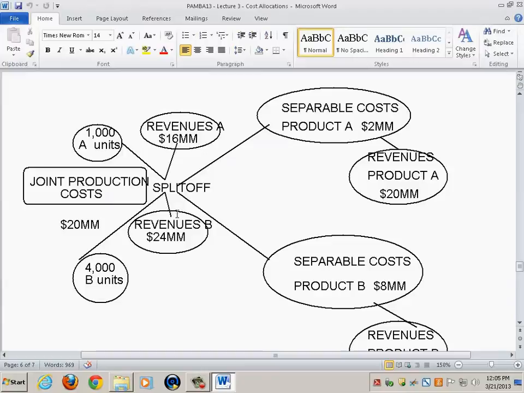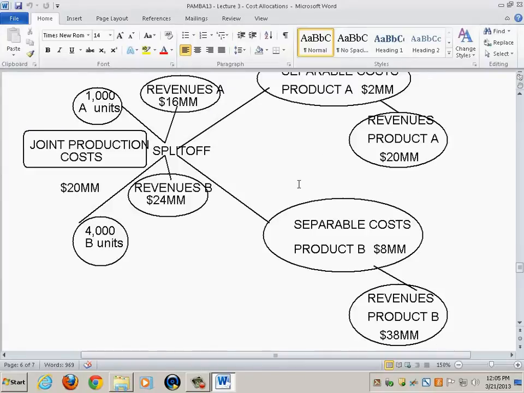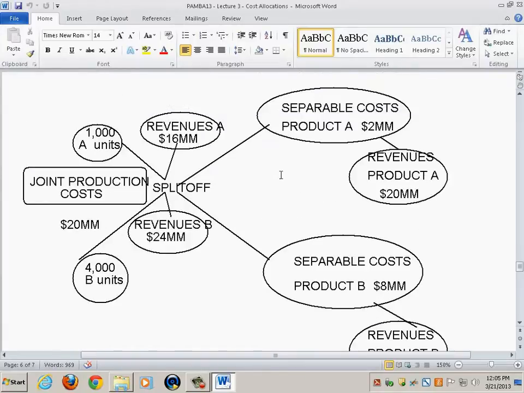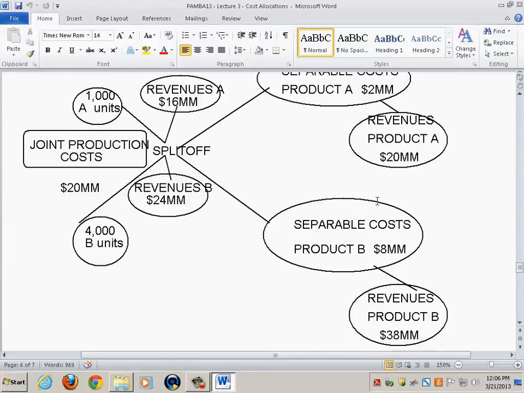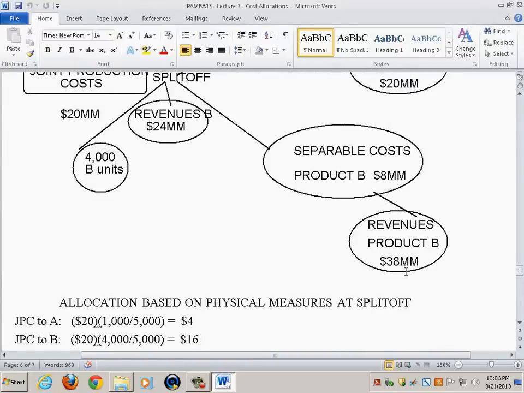Estimated, 2 million and 8 million are estimated at split off. And then what is estimated at split off is what kind of revenue we can generate if we sell the complete products, the finished products, A and B. And the estimates are $20 million revenues for A and $38 million revenues for B.